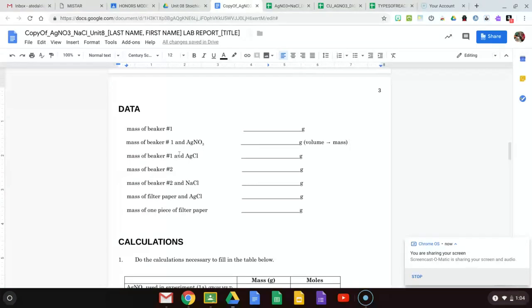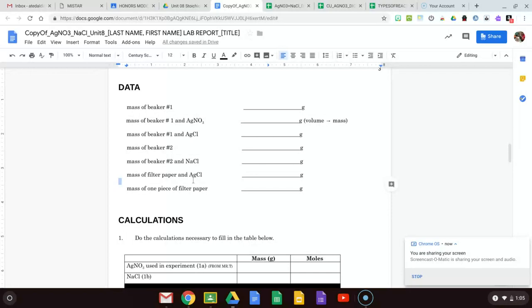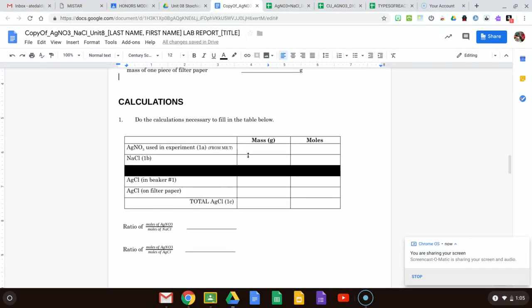Then later on, you're going to have your empty beaker and then the AgCl that's in there, that's in the oven. And then we have beaker number 2. And the whole purpose of beaker number 2 is just for NaCl. So you have beaker number 2 and NaCl. So this difference can help you get the mass of NaCl. And then later on, you have the filter paper. And if some stuff went through your filter paper or is on the filter paper, you'll have the filter paper and AgCl. And then if you have just filter paper, if you subtract this difference, you'll get the mass of AgCl also.